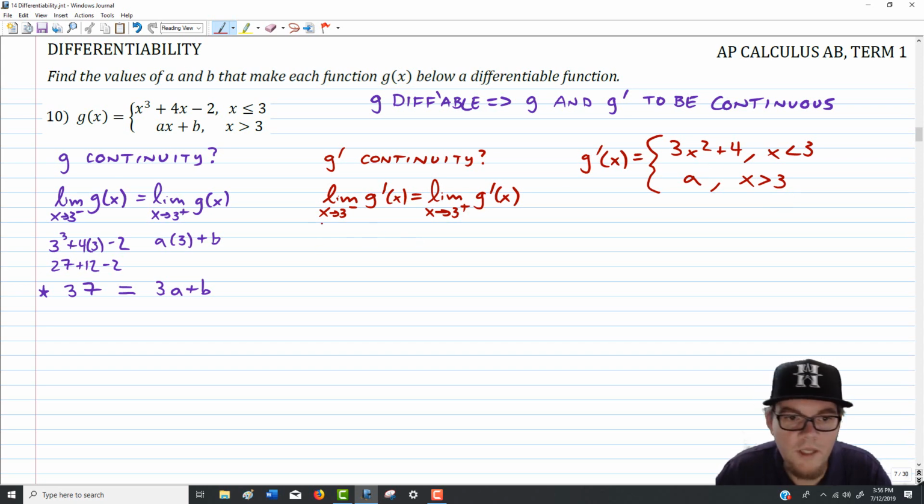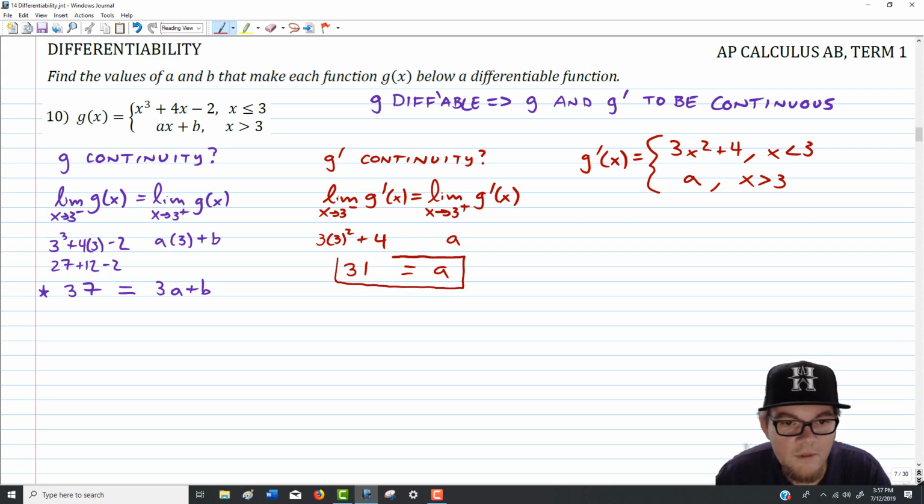With that in mind, we can now plug in everything. What we need here is 3 times 3 squared plus 4. And then on the other side, we're just going to have a, because we're plugging in 3 for x, keep in mind, not for a. That's going to be 27 plus 4, which is 31. And we need 31 to equal a. Hey, look at that. 31 equals a. That was an awfully generous gift, wasn't it? So we found a. It turns out the only way this can possibly work is if a is 31.